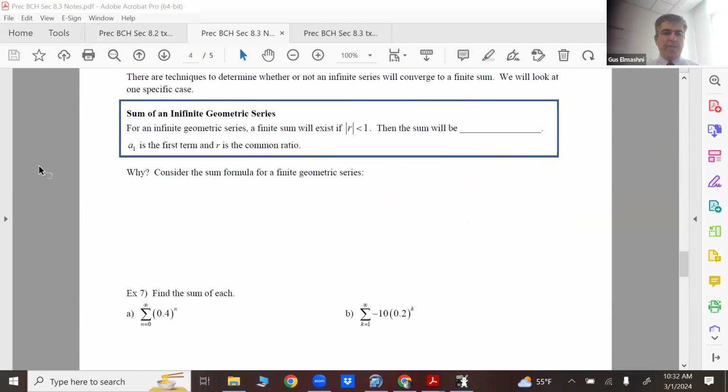I'm going to tell you right now that when you have an infinite series, if your R is less than 1, or the absolute value of R is less than 1, so it's basically between -1 and 1, non-inclusive, then the sum will be this. Which kind of makes sense, right?